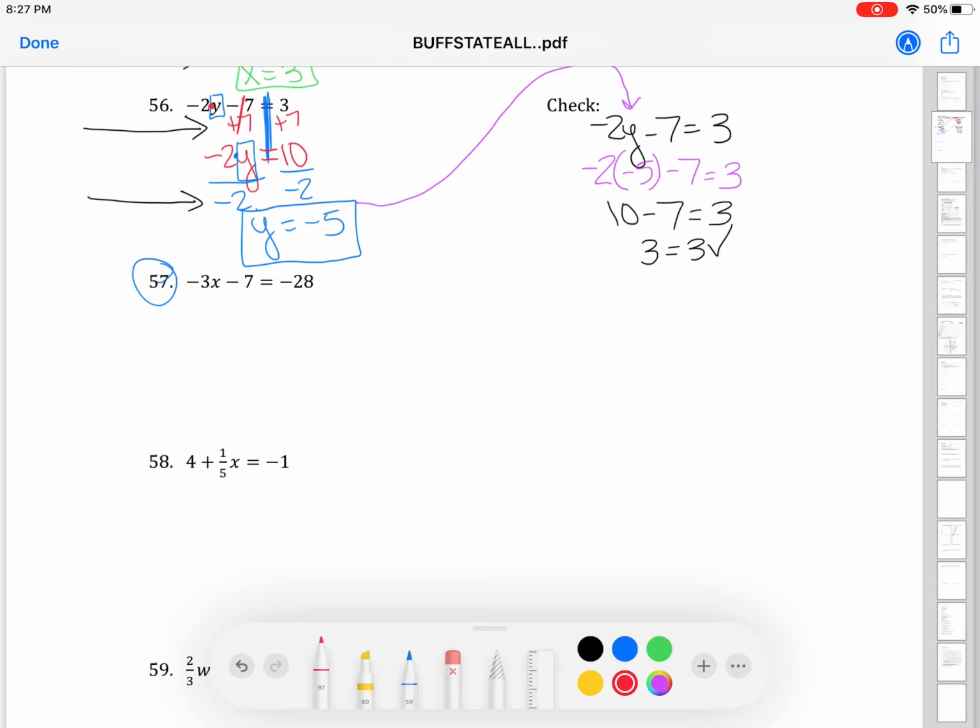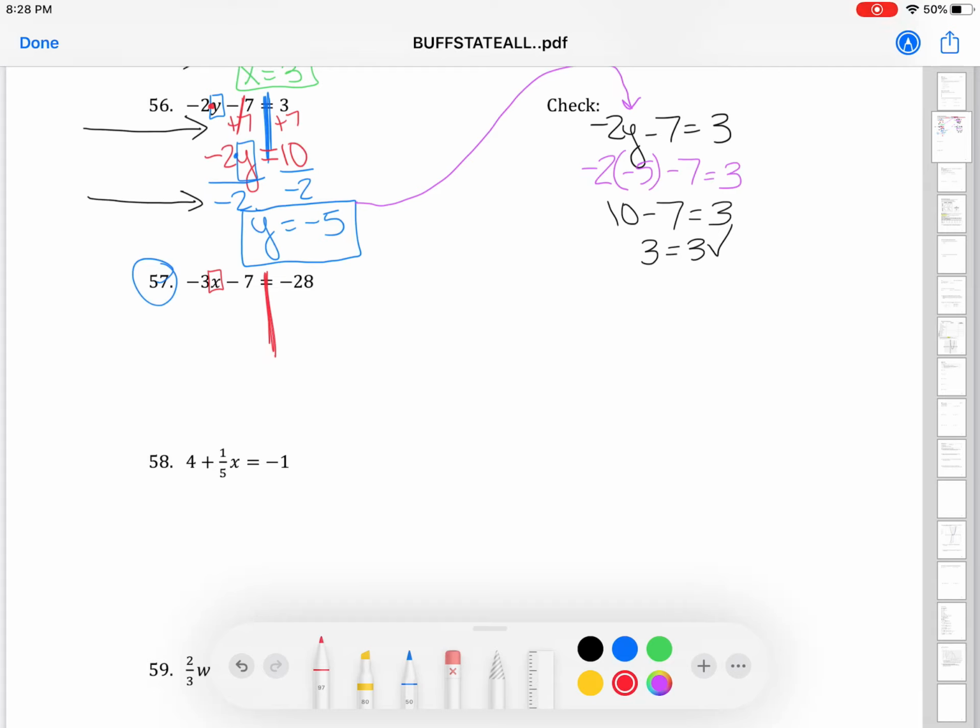Okay, so at this point, I'd like you to pause the video and give 57 a try on your own. Now I'm going to start going over it. So hopefully you're coming back from doing it yourself. The answer to 57 is x equals 7. If you got that, awesome. If not, absolutely pay attention to this.